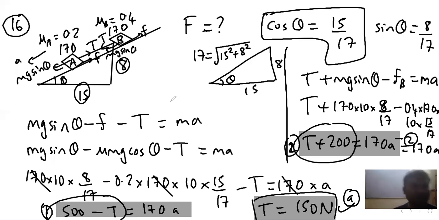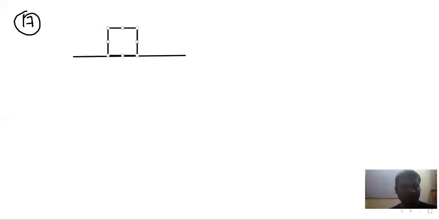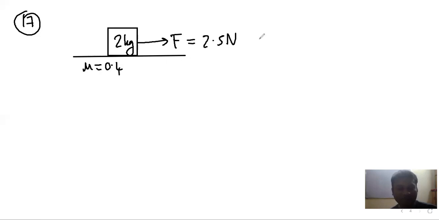Next, let us move on to the next question, which is question number 17. Now, in question 17, we have a table. So let us first draw the diagram. In this case, we have a table, and on the table, we keep a block. The block has a mass of 2 kg. The coefficient of friction is 0.4. The applied force is 2.5 Newton, which is in rightward direction. We have to find the value of friction force in this case.